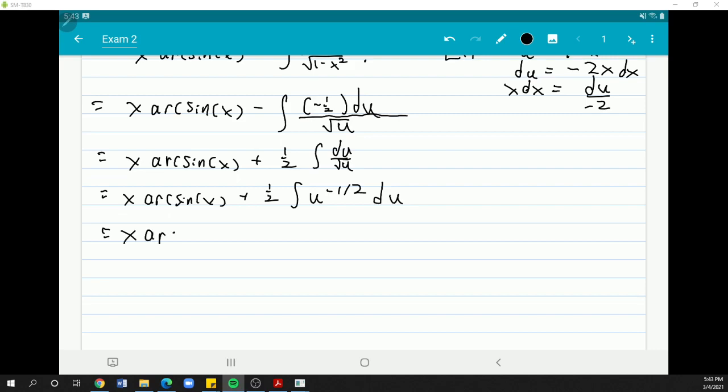So this becomes x arc sine of x plus 1/2, not an integral anymore. By power rule, this becomes u to the minus 1/2 plus 1, or 1/2. And then my trick for working these problems is if you have a fraction, you put the thing here that would give you 1 if you multiplied by the exponent.